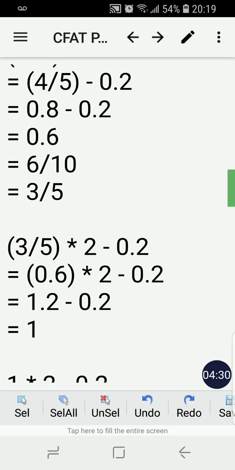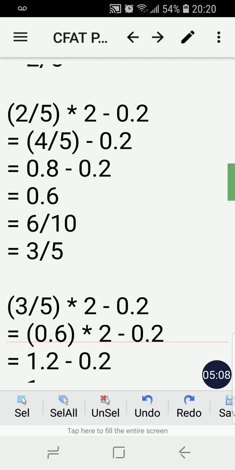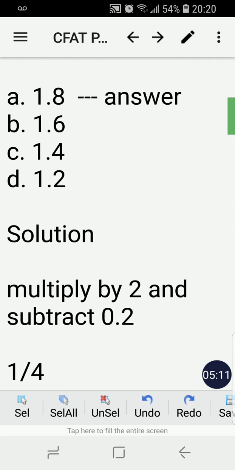So how did we get 1? We multiply 3/5 times 2 minus 0.2. We first convert 3/5 into its decimal form. 3/5 in decimal form is 0.6. 0.6 times 2 is equal to 1.2, and then we subtract the 0.2, we get 1. Okay, that's how we got 1.